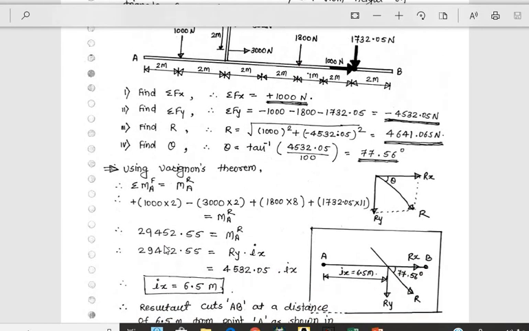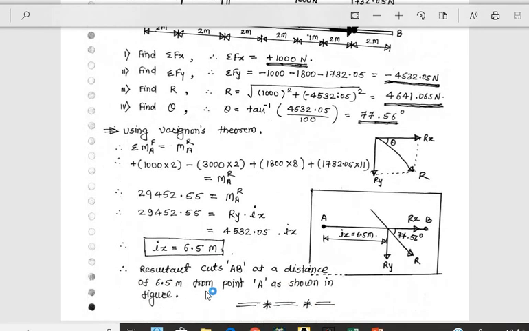Okay, so it comes out to be 29452.55, equal to the moment of the resultant at A. Therefore it is equal to Ry into Ix. When you are going to calculate Ix, it is Ry. When it is Iy, it is Rx. So for Ix it is 6.5. So the resultant cuts AB at a distance of 6.5 meter from A, and this is the diagram. A, this is your resultant, it's Rx, it's Ry, and it's Ix, which cuts at a distance of 6.5 meter from A. Okay, so this way you have to use Varignon's theorem.